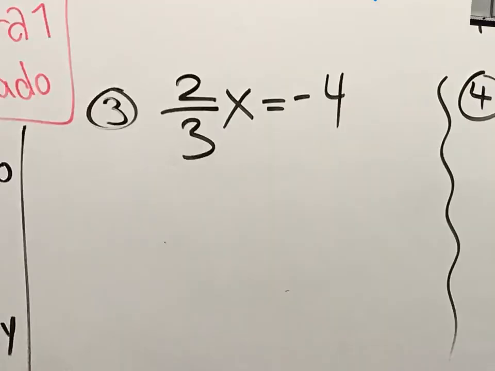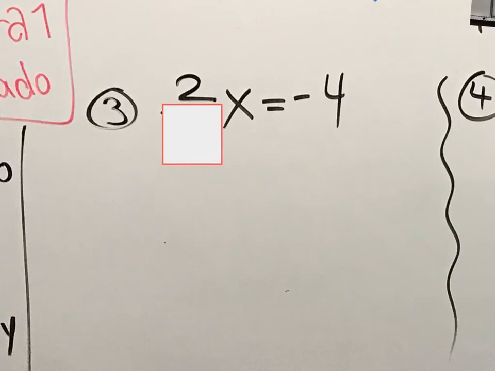Number 3, we have 2/3 x equals negative 4. We need to get the x by itself. Of course, we don't want this fraction. We could get rid of the whole fraction at once by multiplying by the reciprocal, but I like to just get rid of the fraction itself. In other words, it would be nice if it were just 2x, right? It'd be nice if it were just 2x like that without the divided by 3.